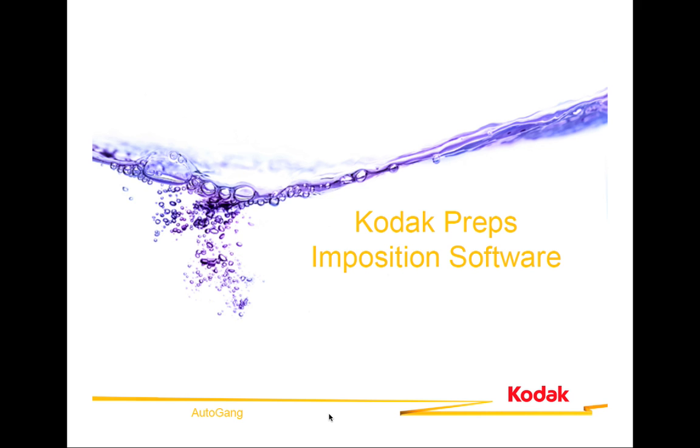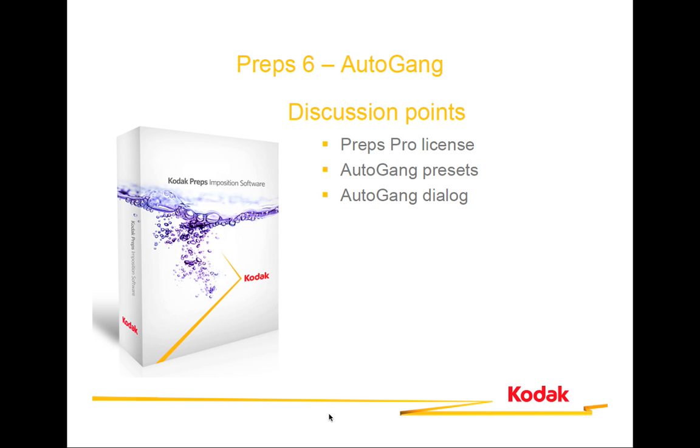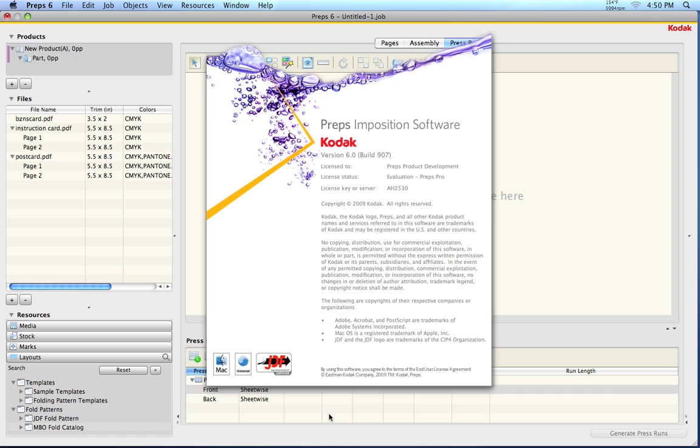In this recording, I will take you through the AutoGang feature of Preps6. Discussion points will be the Preps Pro license, the AutoGang presets, and the AutoGang dialog. With Preps6 and AutoGang, you must have a Preps Pro license. This can be dongle-based or this could be a floating license.